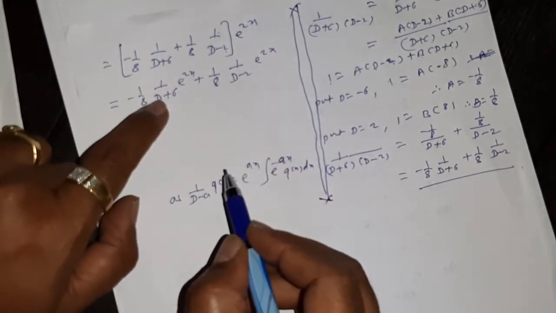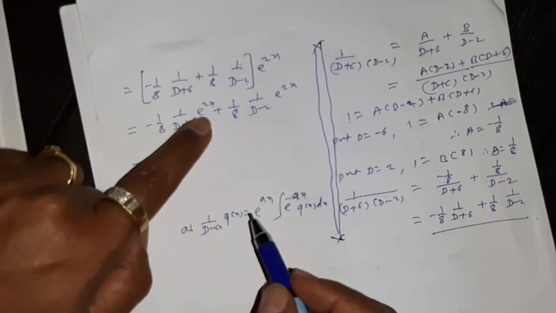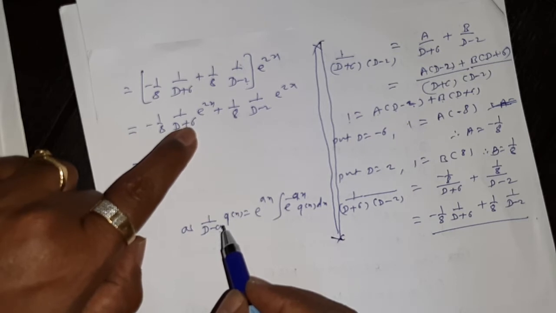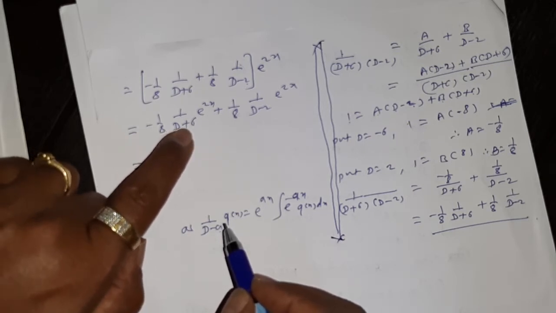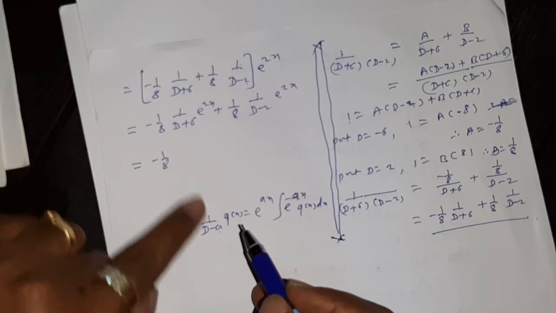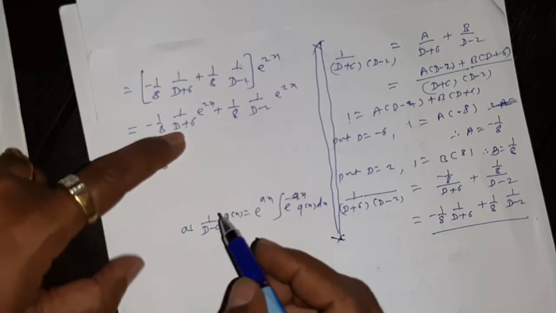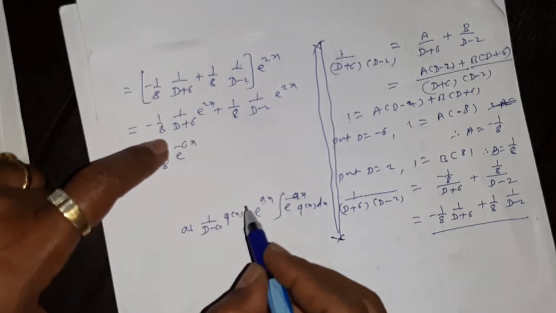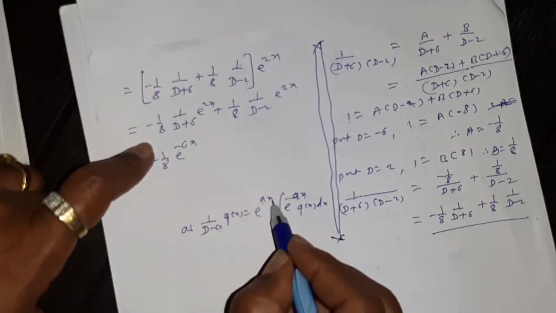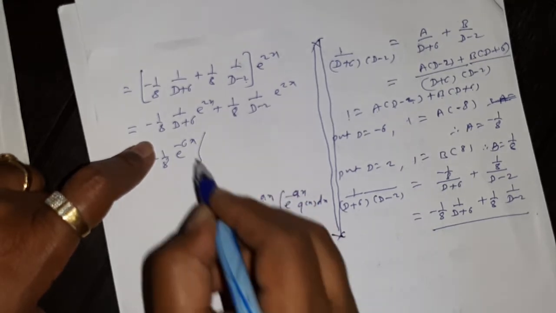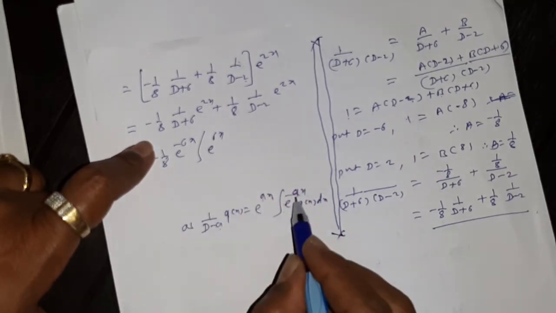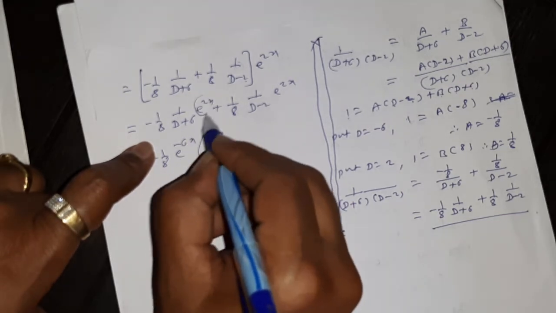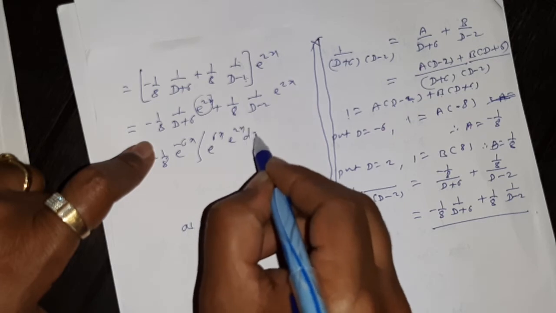1 by D plus 6 e raised to 2x. So a is minus 6. D plus 6 is written in the form D minus minus 6, or if you compare D minus a with D plus 6, then a is minus 6. So what do we have? e raised to minus 6x integration e raised to plus 6x, because a is minus 6, so minus minus becomes plus, Q(x). What is Q(x)? This e raised to 2x is Q(x) dx.